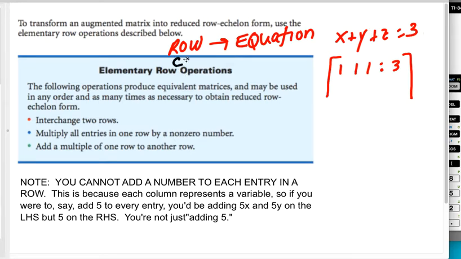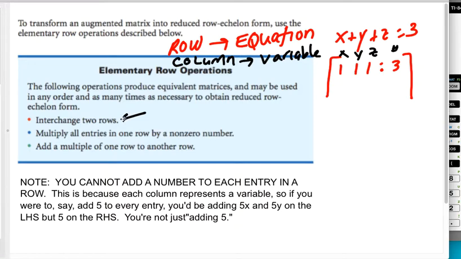And remember that each column is a specific variable, right? So this whole column was all the x coefficients, and this whole one was all the y's, this was all the z's, and this was all my numbers, basically, right? So that's how those columns work. Okay, so the things that you can do to a row are mostly things that you could do to an equation, right? So I can interchange two rows.